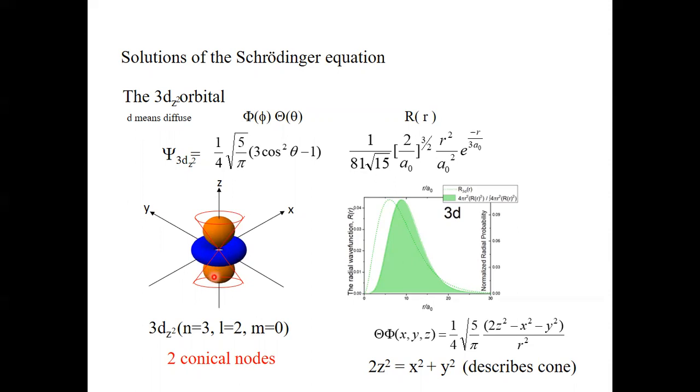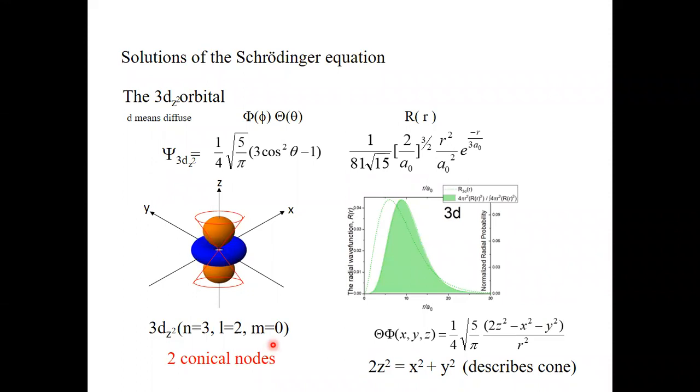So this orbital is oriented in the z direction, because we have 2z squared minus x squared minus y squared, just because of the mathematical shape. So overall, we have two conical nodes to consider.